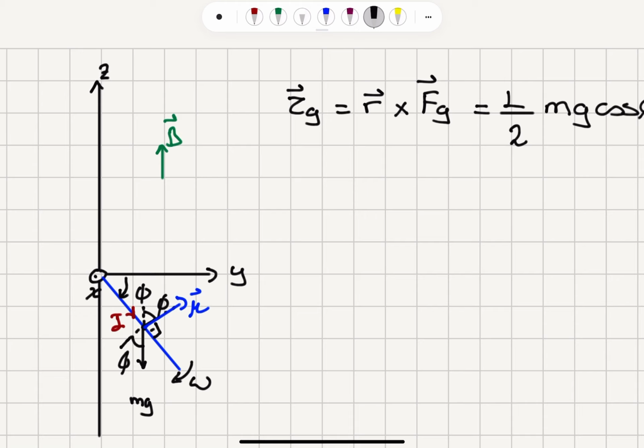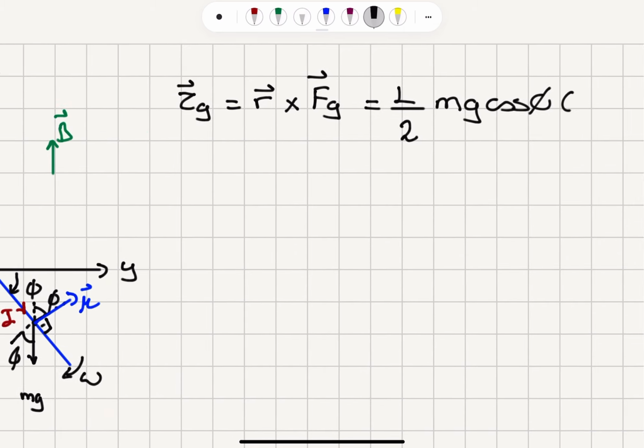Now what is the direction of this torque? The right hand rule tells us that if the four fingers of the right hand point in the direction of the r vector, curled towards the gravitational force, the thumb points into the page. So this torque is in the minus i-hat direction.